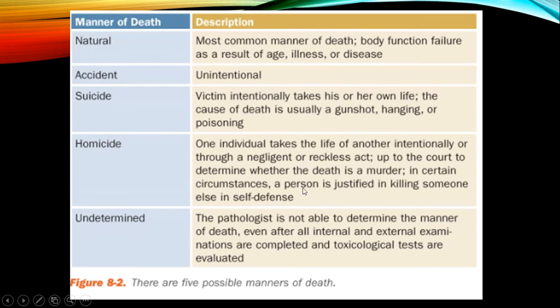So in some circumstances, according to the law, a person is justified in killing someone in self-defense. Now, I told you before, undetermined is one of those things that we don't want to ever come to that conclusion. So if you're not able to determine the manner of death, even after doing the internal and external exams and all the toxicological tests, then you would put undetermined. But this is not something that families or investigators want to see on a death certificate.